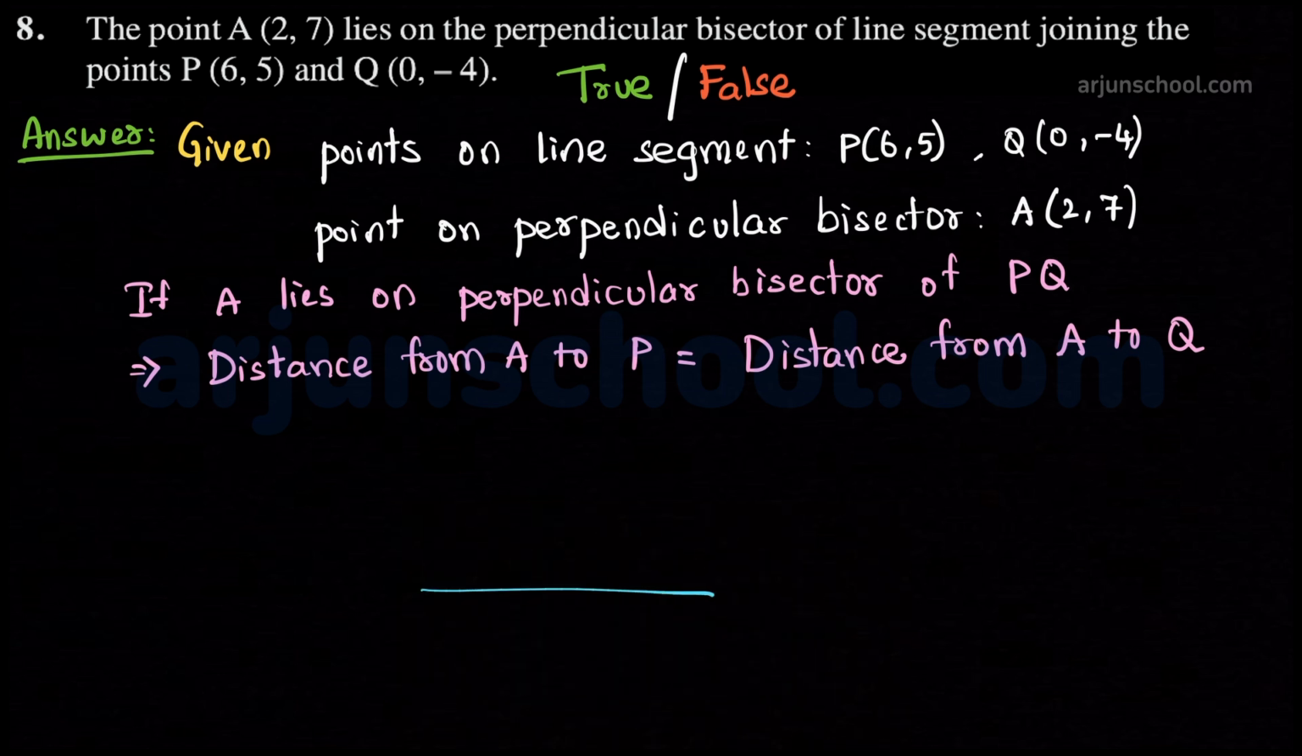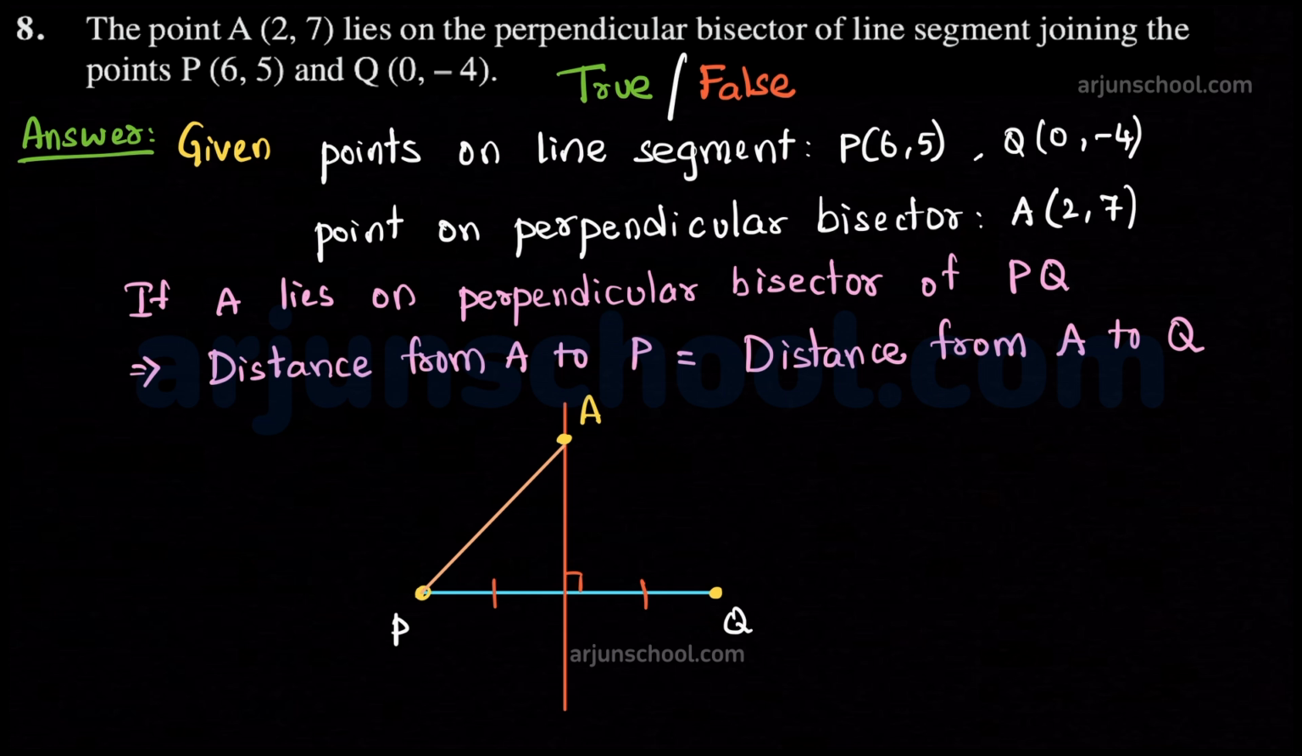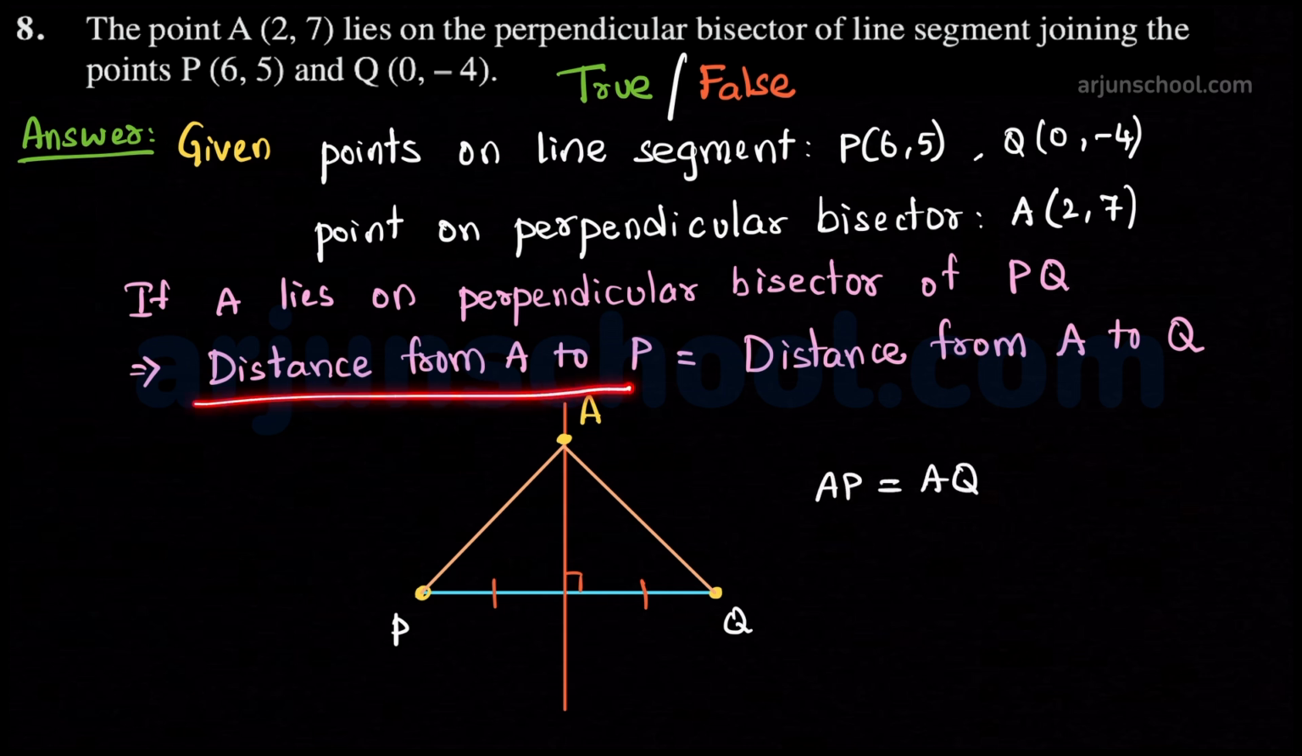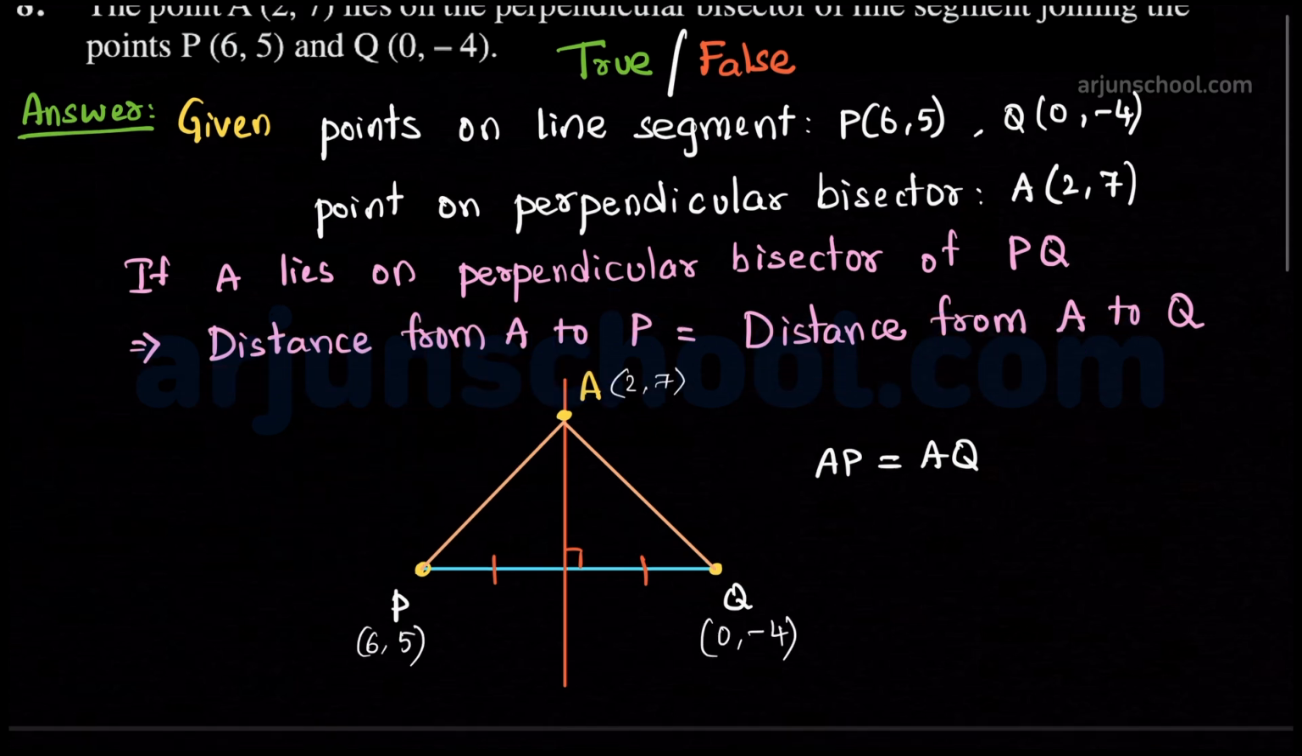Now let us draw a line segment joining P and Q, and then a perpendicular bisector, with a point A on the perpendicular bisector. And what is the basic definition? The distance from A to point P must be equal to the distance from A to Q. Now let us find these two distances.